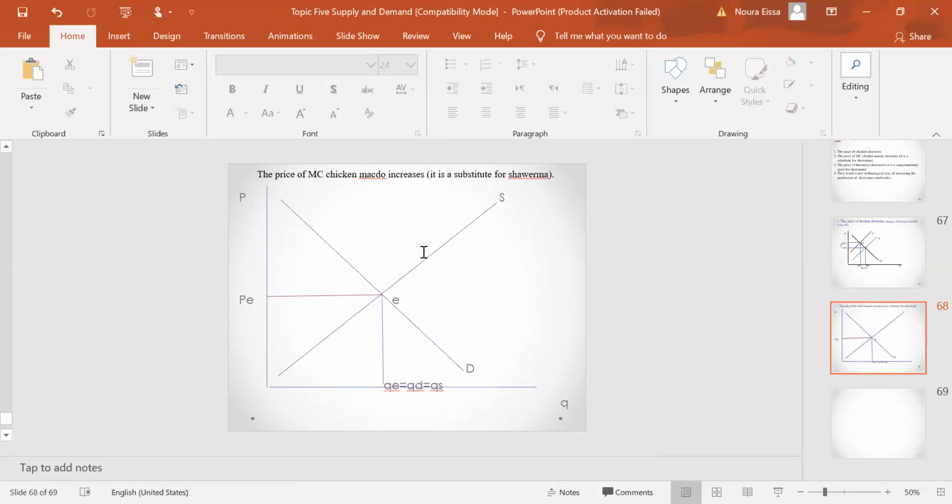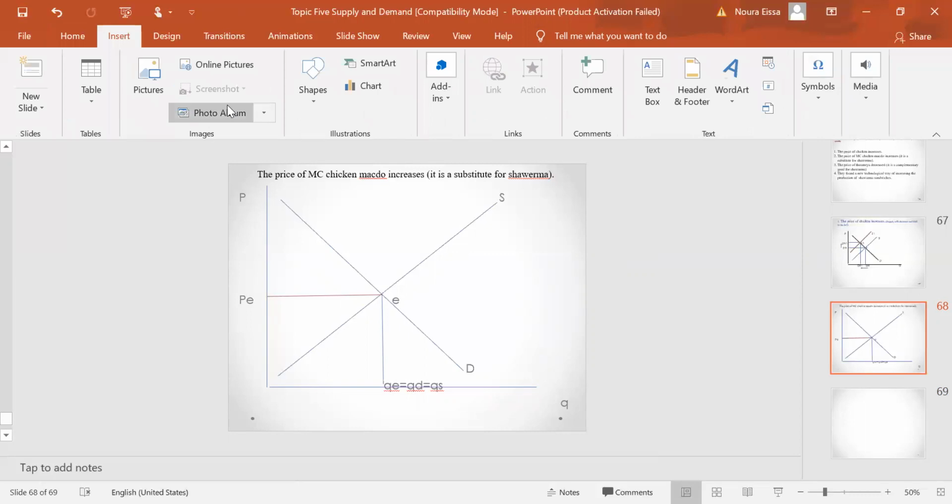So this is the first step. You graph your demand, you graph your supply, you show your equilibrium price, you show your equilibrium quantity. Okay. When the price of the McDo increases, what will people do? Will they buy more or less chicken shawarma? They will buy more shawarma. So what happens to the demand for shawarma? It will increase and shift to the right. So let's show this right here.